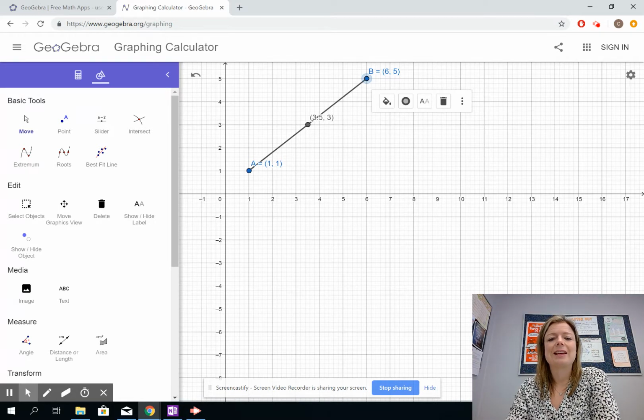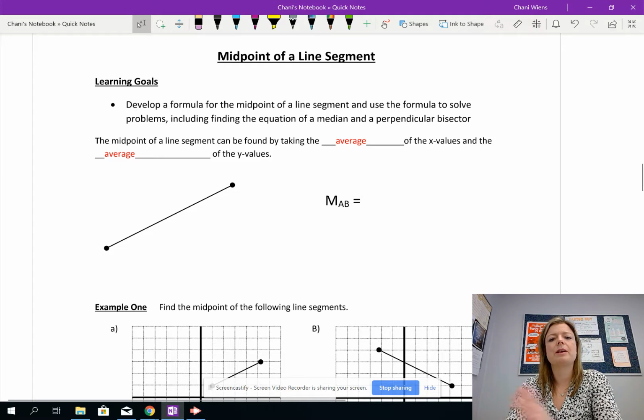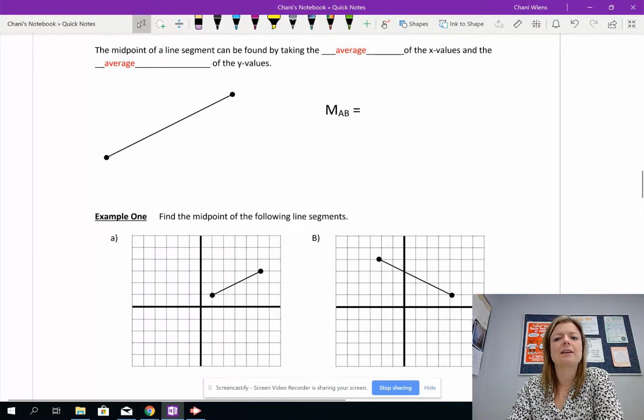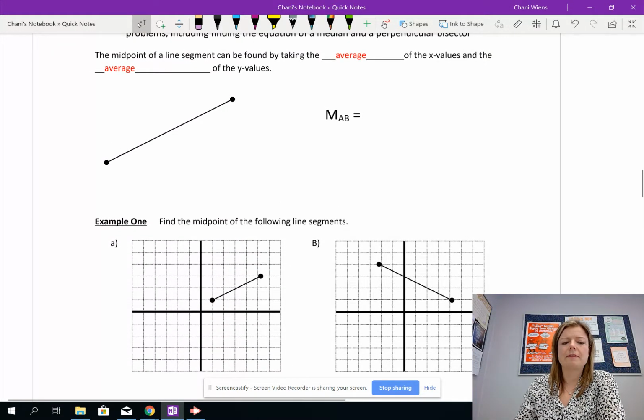So yes, it is. And then the average of 1 and 5 is 3. 1 plus 5 is 6. 6 divided by 2 is 3. So if we go back to our note, it should make sense to you that the midpoint of a line segment can be found by taking the average of the x values and the average of the y values.